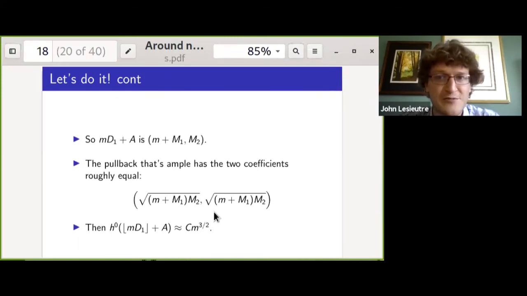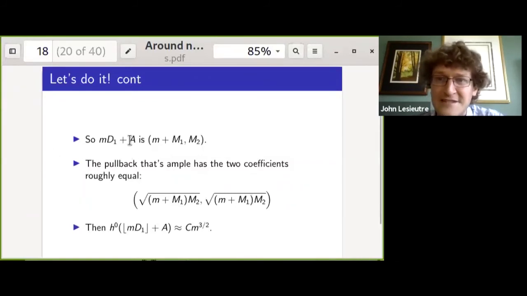Let me just say this one more time, because this is the fun part here. So m times d1 plus a in the eigenbasis is just little m plus m1 comma m2. You pull it back until it's ample. So you pull back, you preserve the product of these things, but you pull back enough times so they're almost equal. So they're going to end up both being about the square root. And so the ample divisor that's obtained by pulling this m d1 plus a back until it's ample is going to be roughly, in the eigenbasis, square root of m, square root of m.